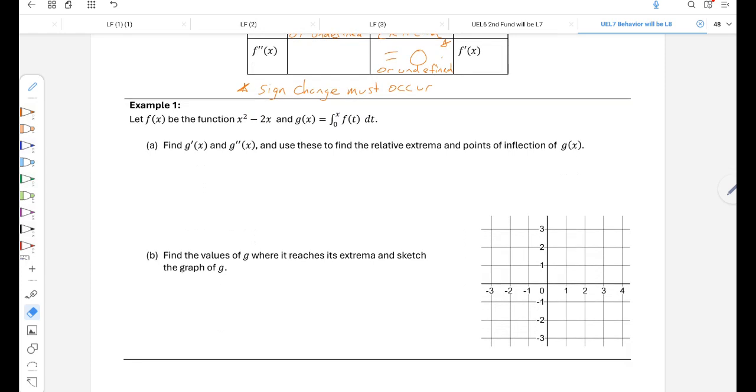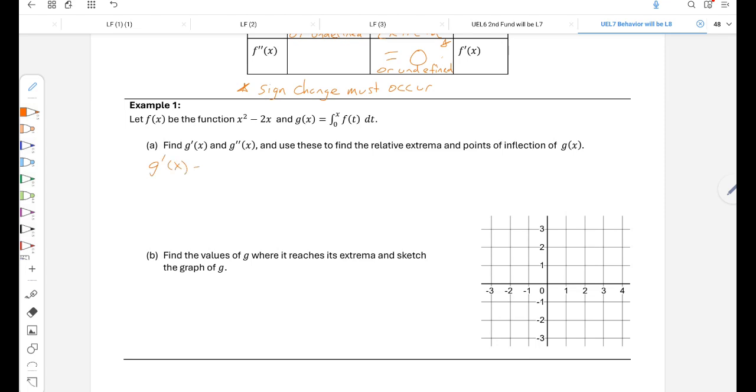All right, so let's do a quick example with an accumulation function. We're going to sketch a graph of this accumulation function based on the information that we come up with. So we're going to let f of x be the function x squared minus 2x. And then g of x is the accumulation function from 0 to that x value of that function. So we want to find g prime and g double prime first.